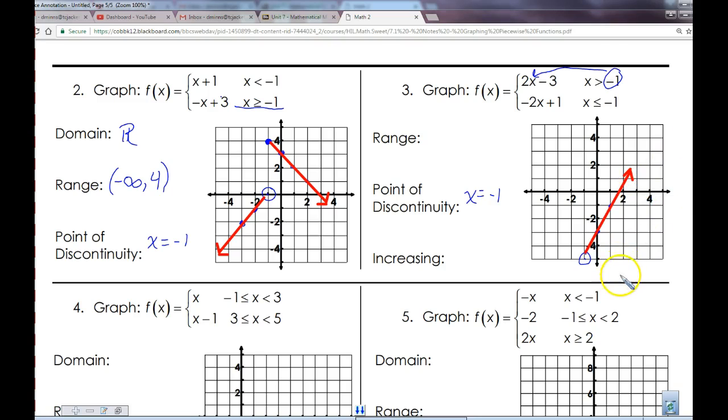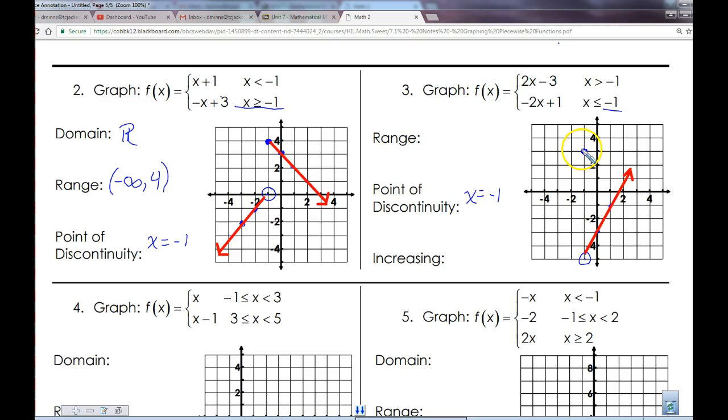Alright, for the other side. Erase here. For the other side, when I plug in -1 here, -2 times -1 is 2. 2 plus 1 is 3. So I'm up here at 3, and I'm right here. Alright, and it is a closed circle because it's less than or equal to. So closed circle, there we go. Now, what's my slope? My slope is -2. So I'd want to go down 2 over 1, but I'm not in this area. I'm in this area over here, so I have to work it backwards.